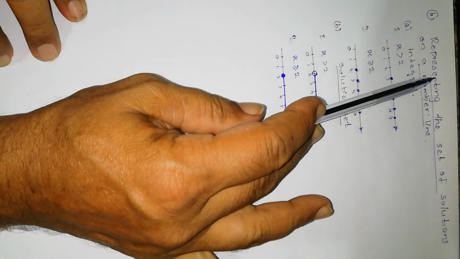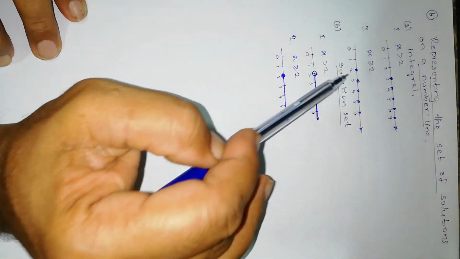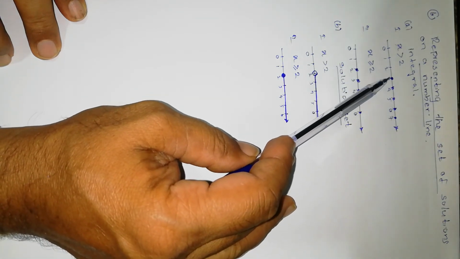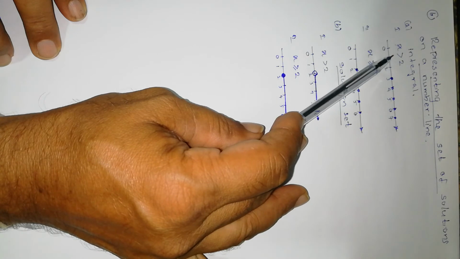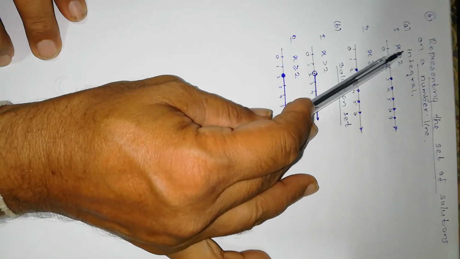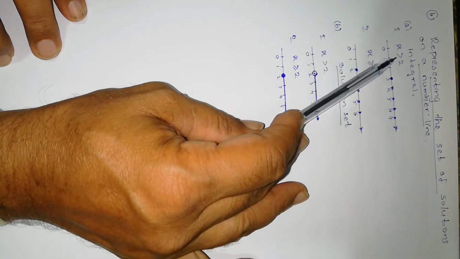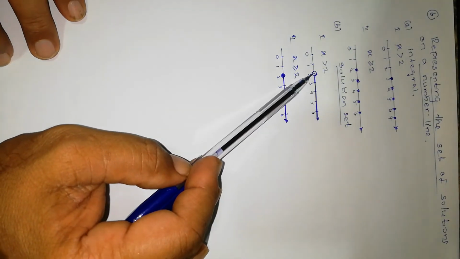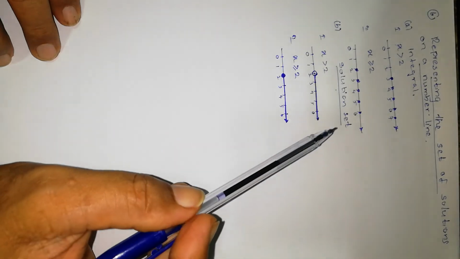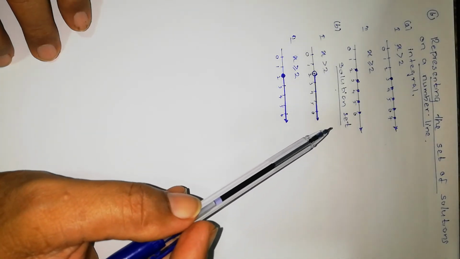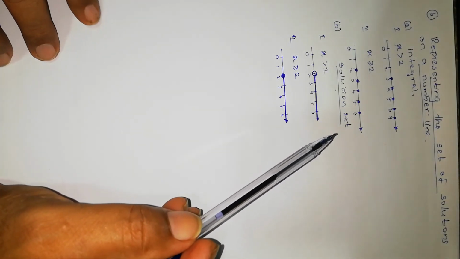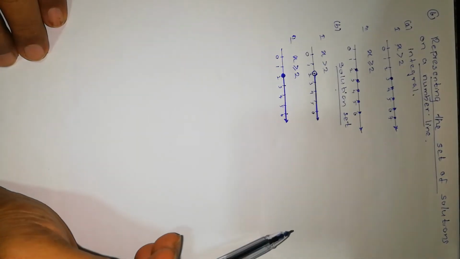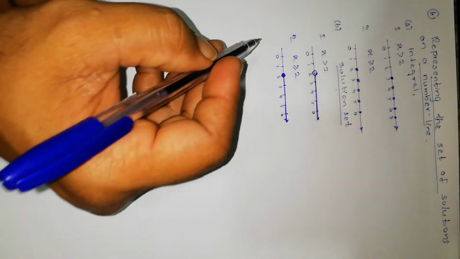Then under this subtopic, children, there are two different types of questions. We will be asked to represent integral solutions of an inequality and the solution set of an inequality. There are two different types of questions. Right. Now children, this part is over.